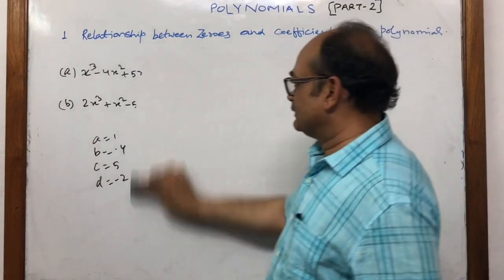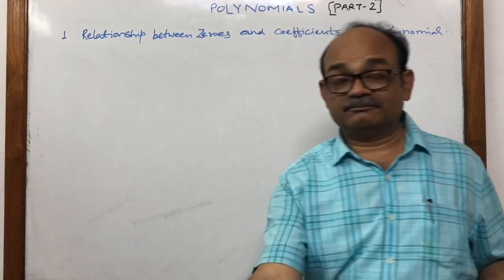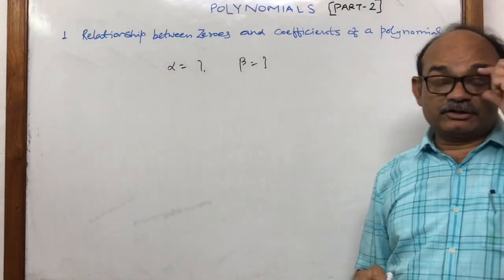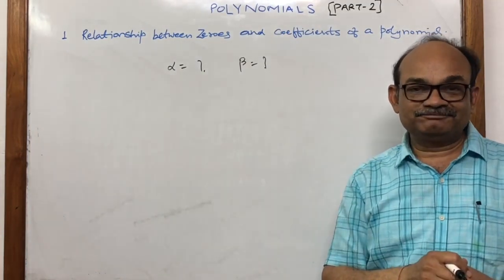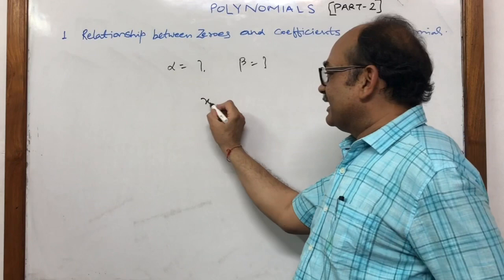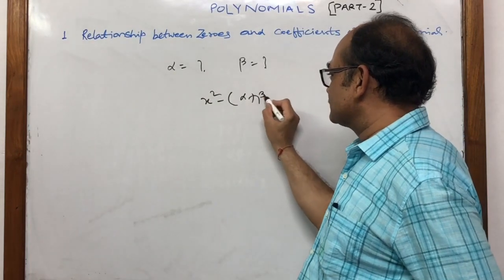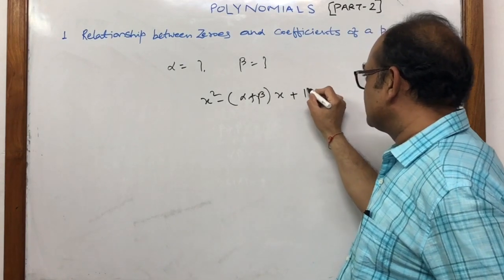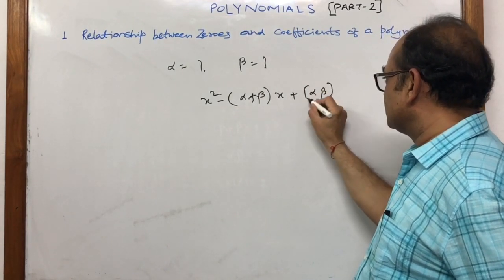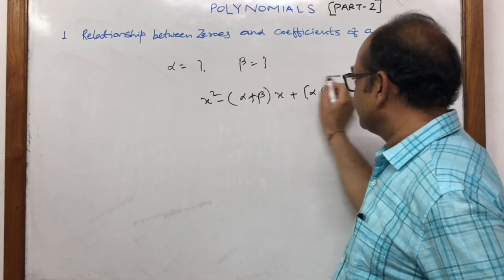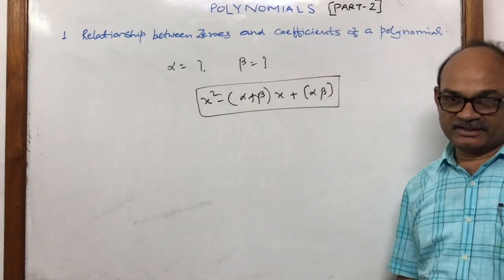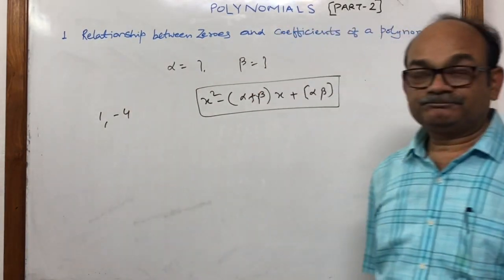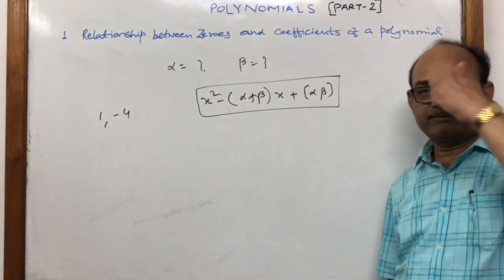The next is the reverse question. Reverse question means they will give you alpha and beta, and the question is: form the quadratic polynomial. Then the formula is x square minus sum of the zeros into x plus product of the zeros, which will give you the quadratic polynomial.